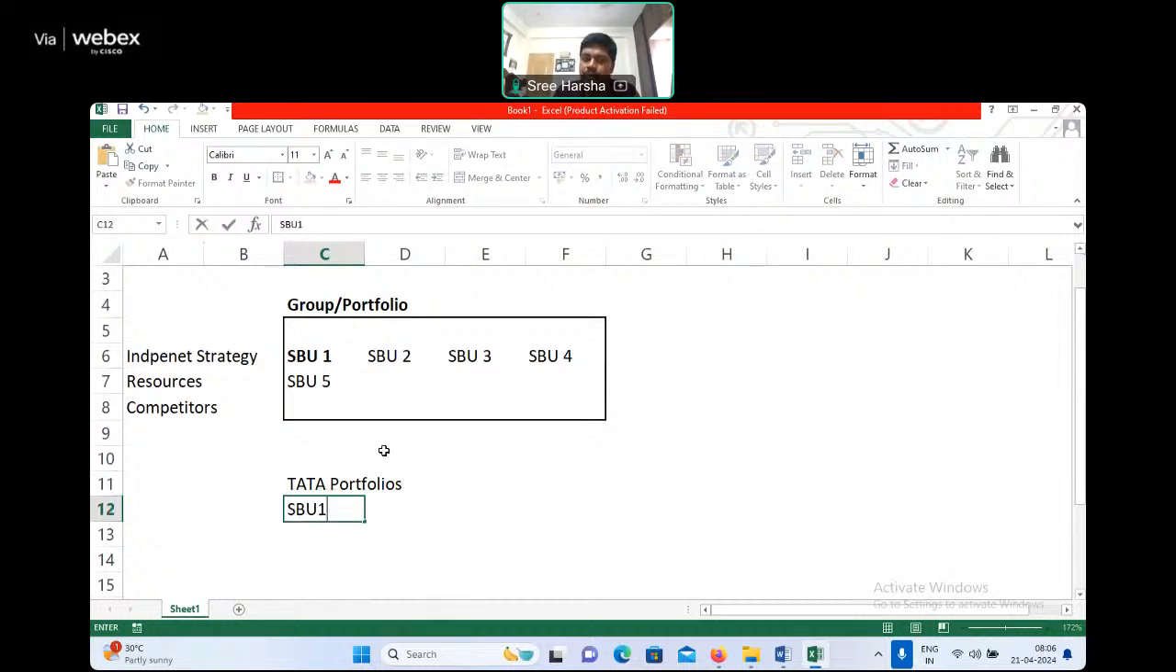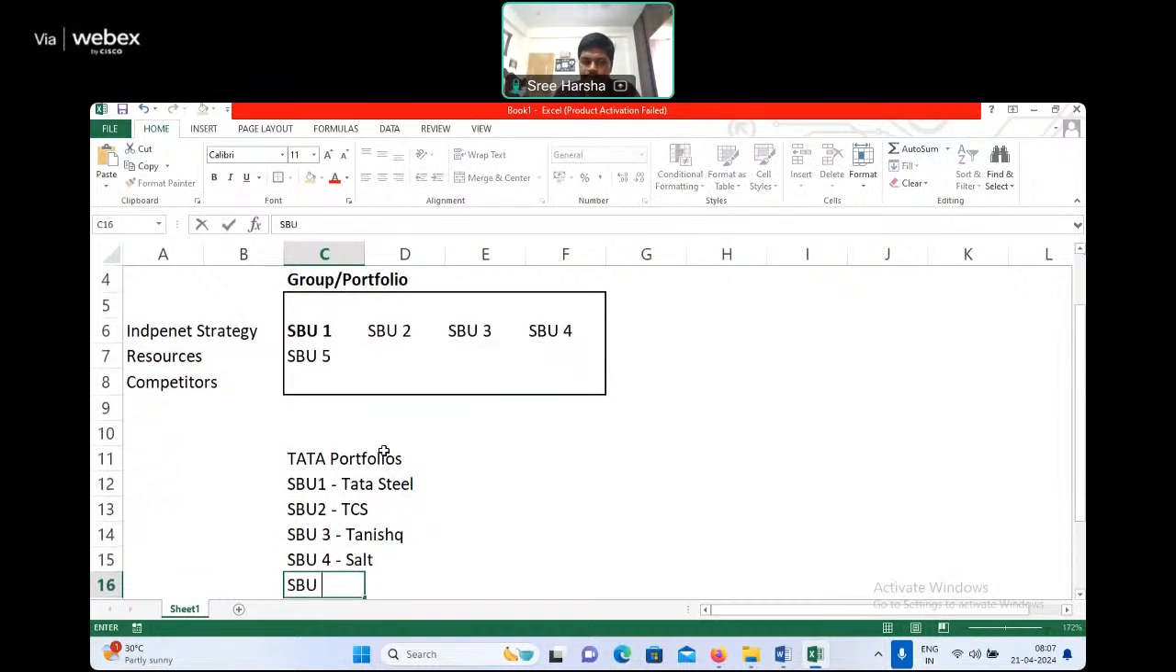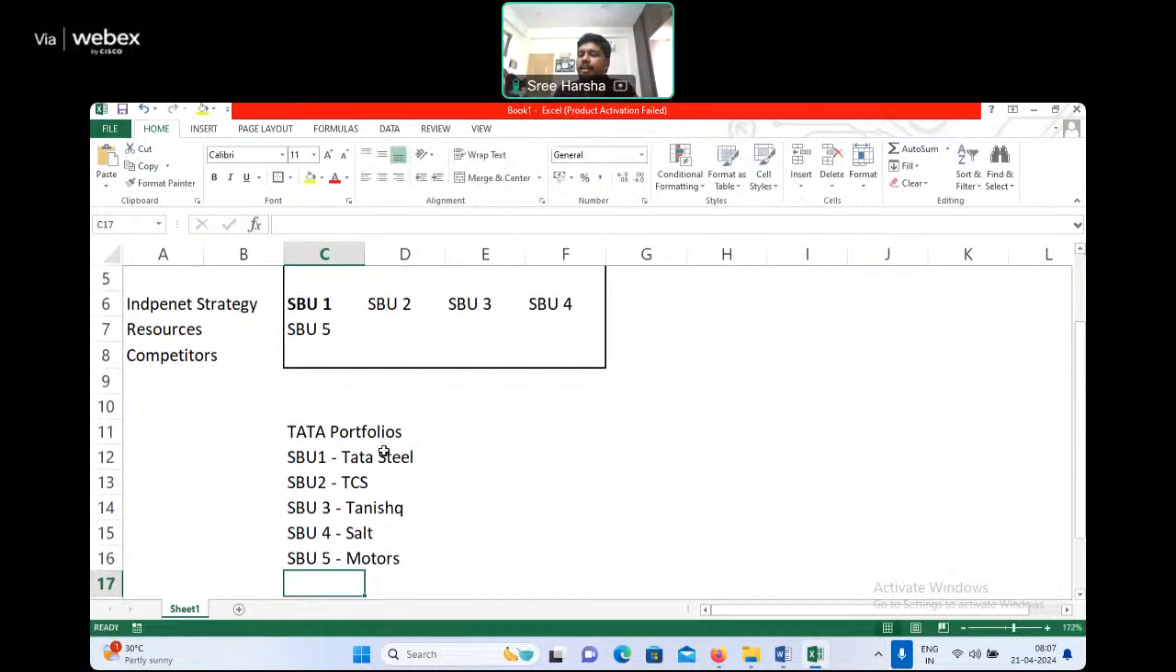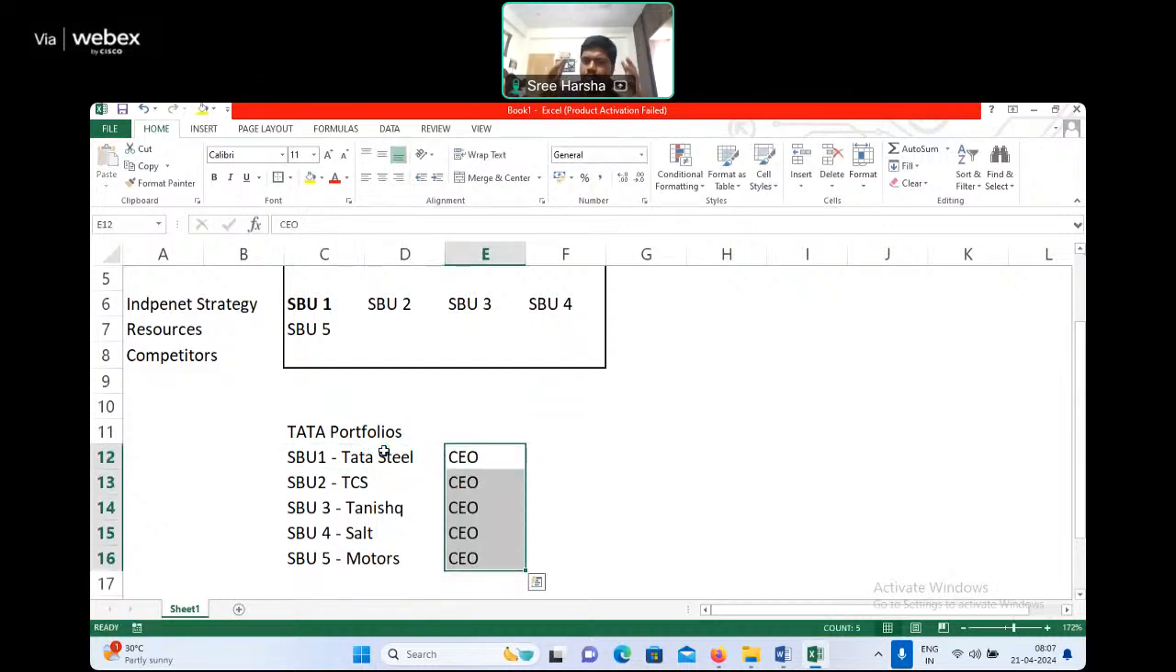will involve multiple SBUs. For example, one SBU is Tata Steel. Another SBU is TCS, Tata Consultancy Services. Another SBU is Tanishq, Tata Gold. Another SBU is, let's say, Tata Salt. Another SBU is Tata Motors, where they manufacture cars and all. For each SBU, an independent CEO is required. The person responsible for managing that SBU is definitely needed.